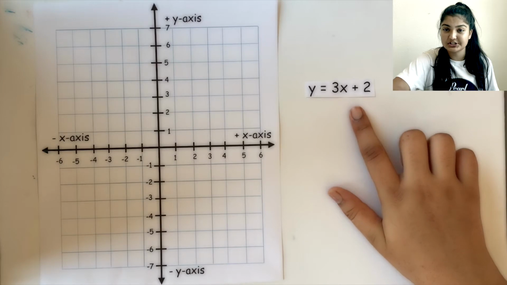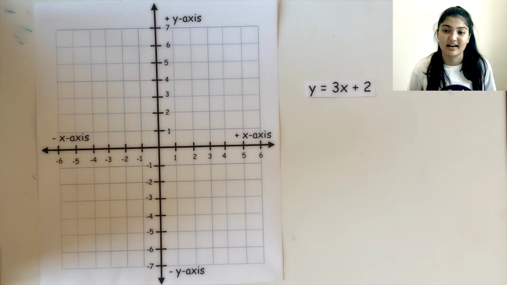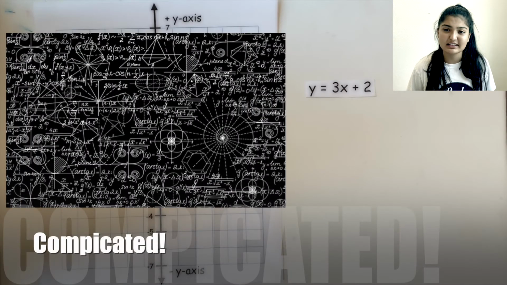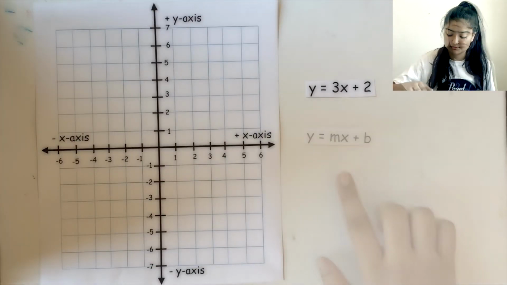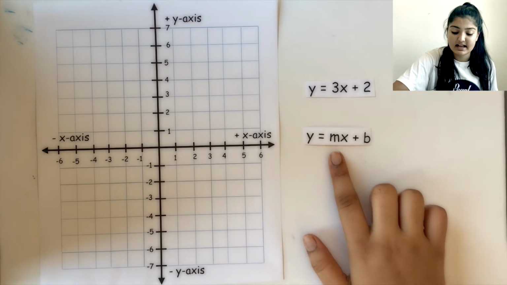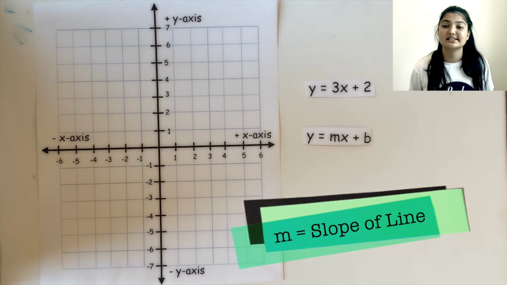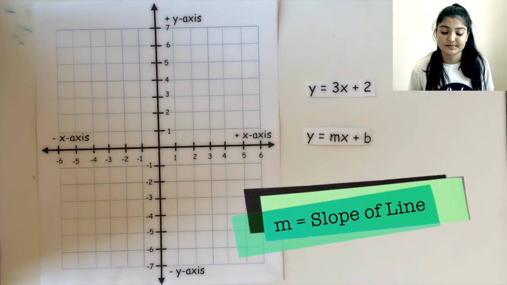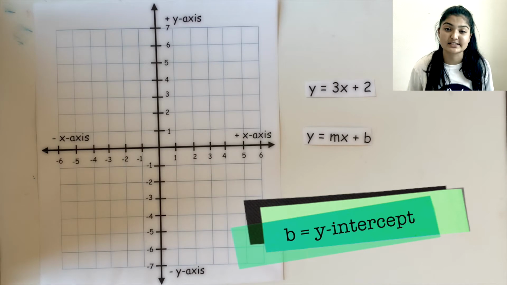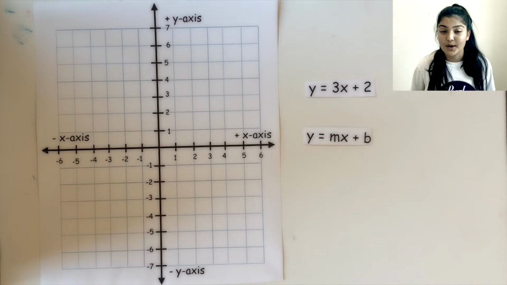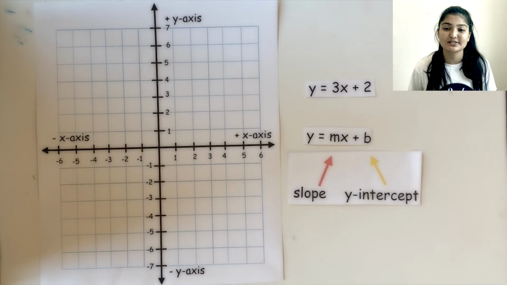Using this equation, let's graph a line. But before we do that, these numbers look a little complicated. So what do they mean? Let's use our original formula. In this formula, m refers to the slope of a line, and b refers to the y-intercept, or where the line meets the y-axis. So let's turn to our equation.